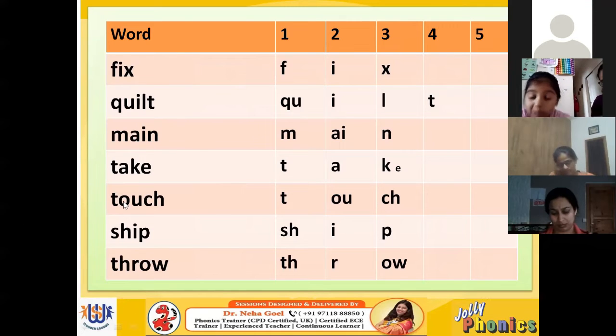Okay. Now suppose I say take. Now here I have written E very small. Why? Because it's a magic E rule, which I would be covering very soon.